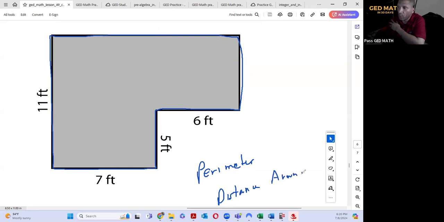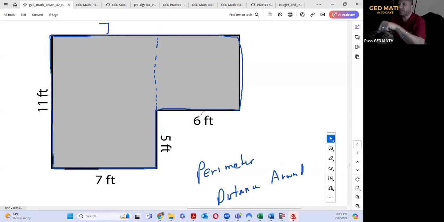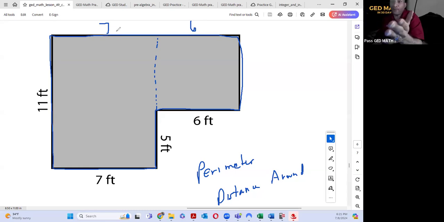So again, you should hear me in your head when you're taking this GED exam. Identify what we know. So again, we have two rectangles. If this side is 7, this side is also what? 7. Okay. If this side is 6, this side is what? 6. So we know at the top we have two sections that are 7 and 6. So to find this missing side, again, this side was 5 here. This is 5 right here. So this side is 11 minus 5, which is 6.